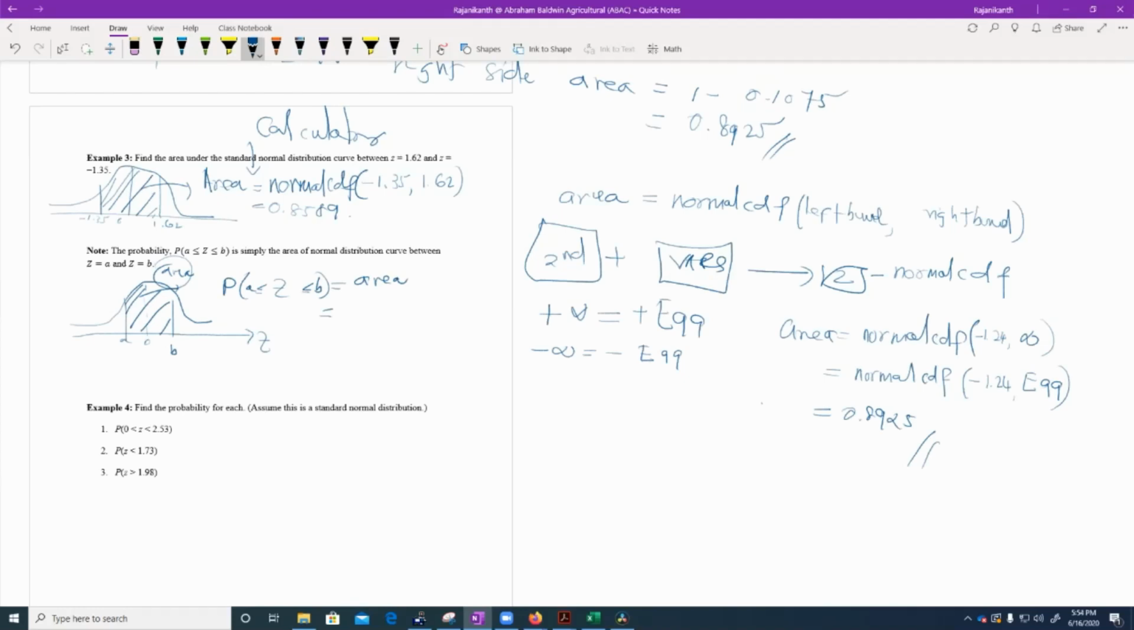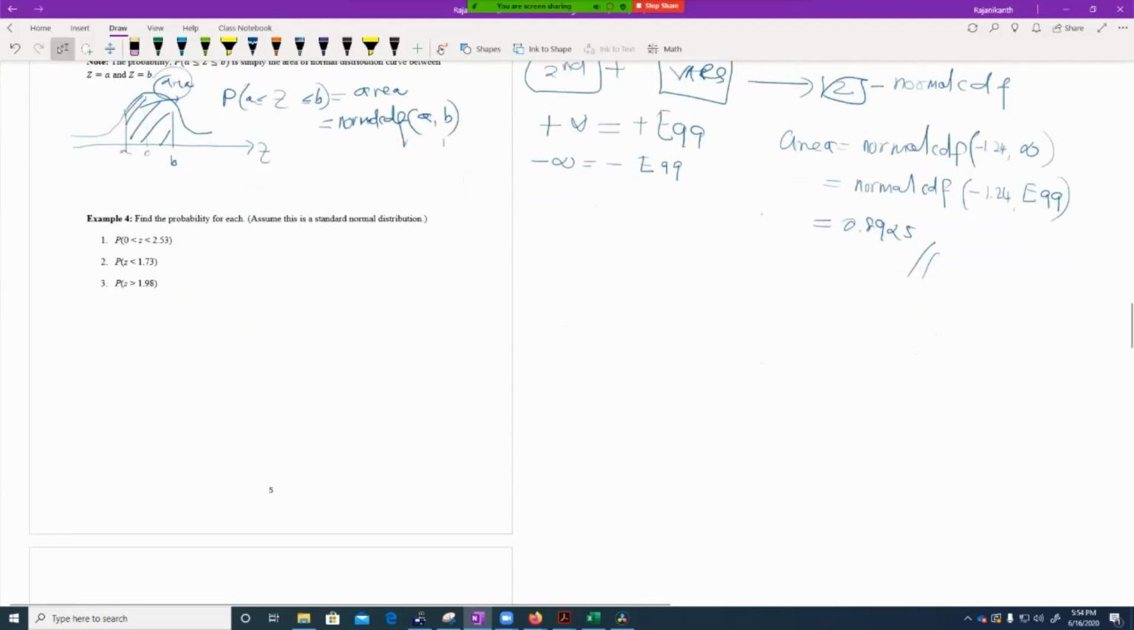For the calculator use, if you want to find the probability of the z value between two particular values, this is nothing but the area, which is a normal CDF between A and B, right? So this is the connection between the probability and the area. Okay, look at this example. If you are asked to find all these probabilities, simply find the area for the corresponding regions.